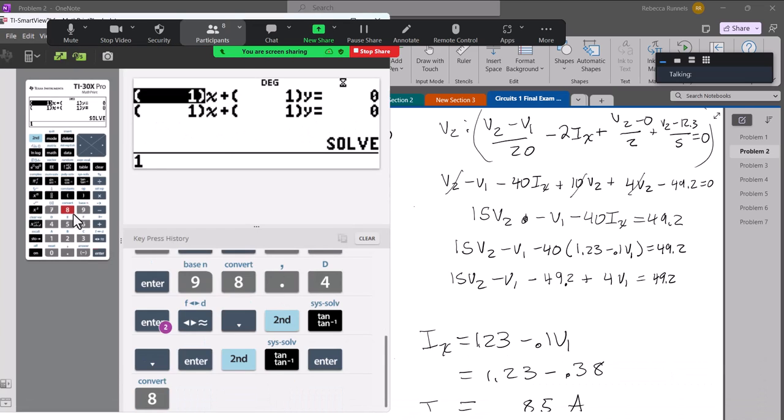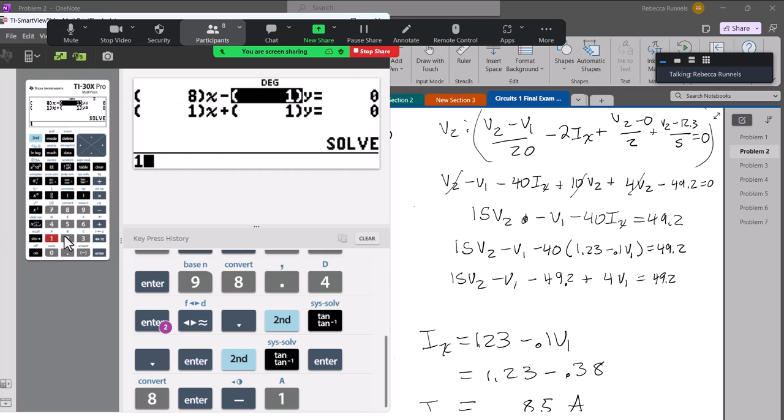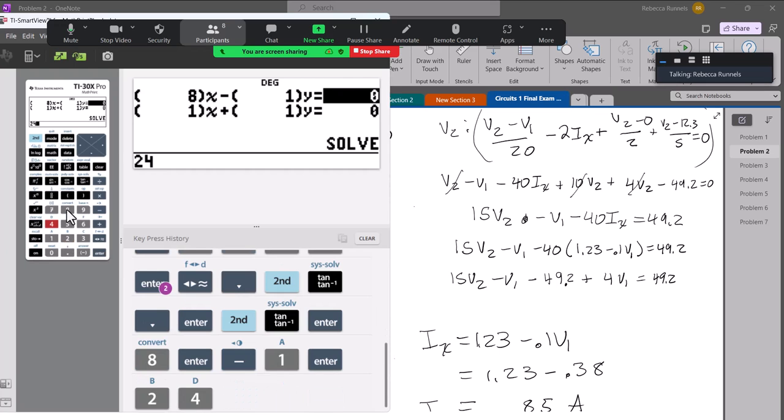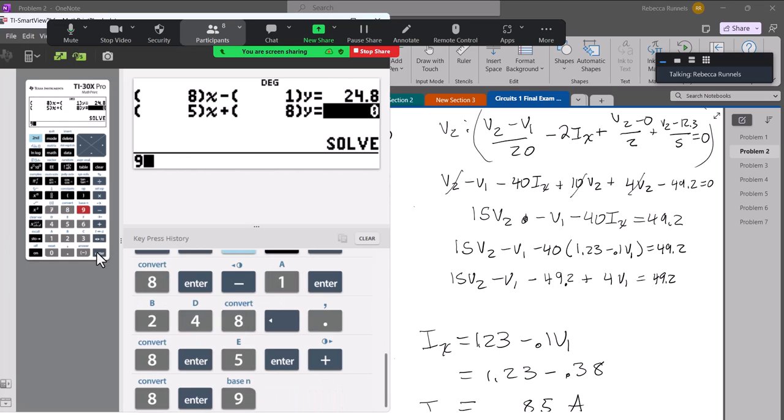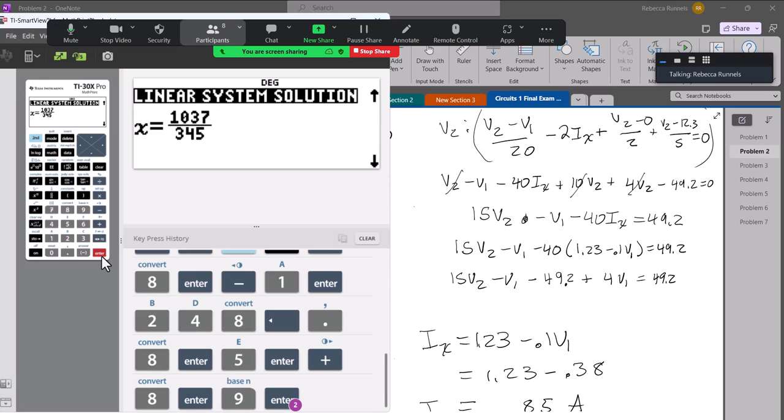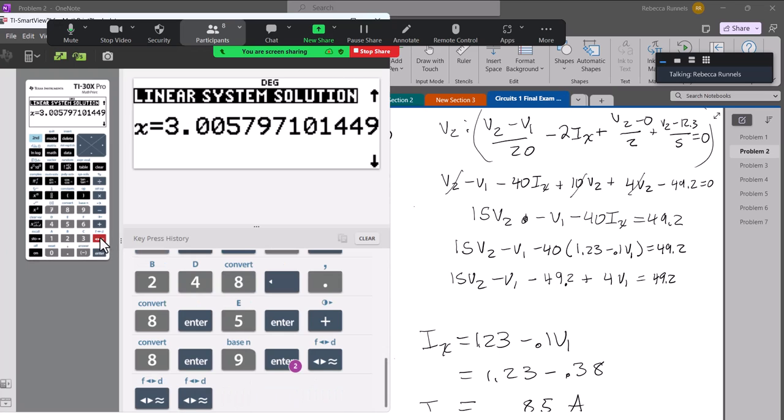So 8, enter, minus 1, enter, whatever it was, 24.8, whatever that was, enter, and then the next coefficient, enter, and then the sign, plus, and then the next one, enter, and then whatever's on that side, enter. And you just press solve. And then on this particular calculator, it'll give you the exact answer. If you want the decimal answer, it's the little button right above that. It'll turn it back and forth between fraction and decimal.